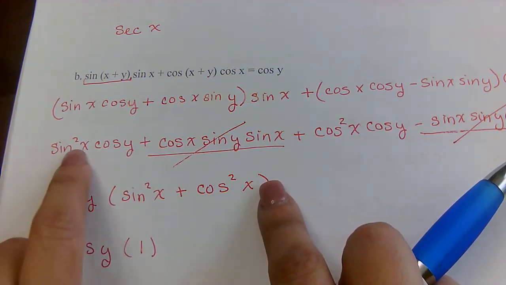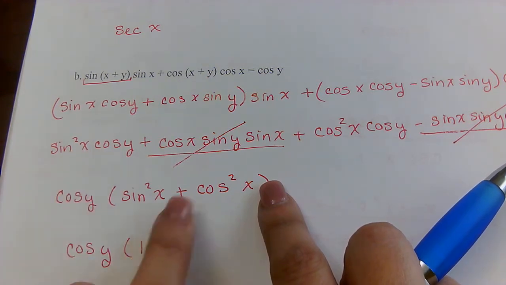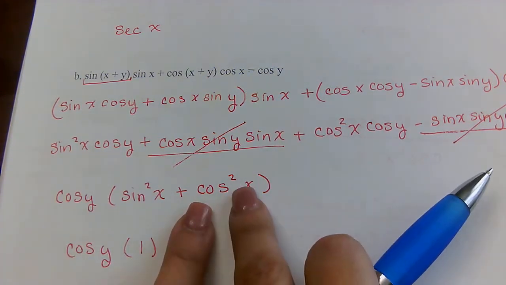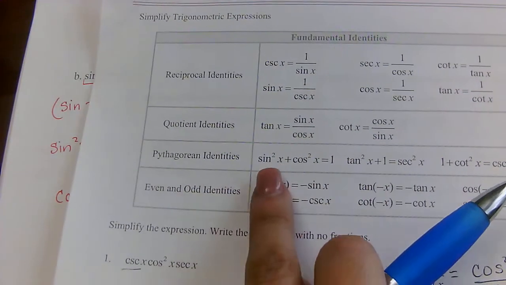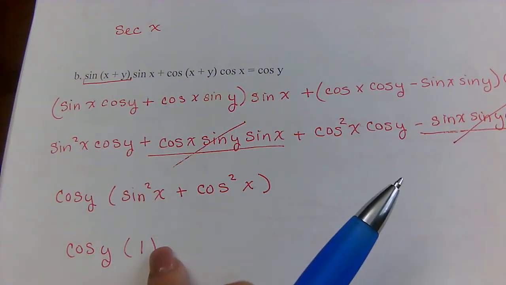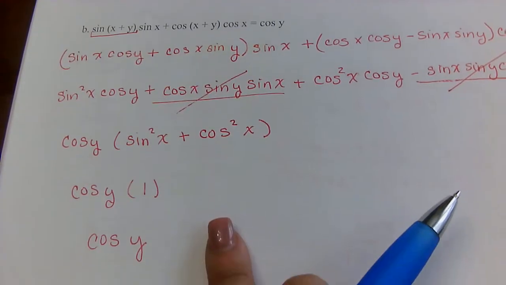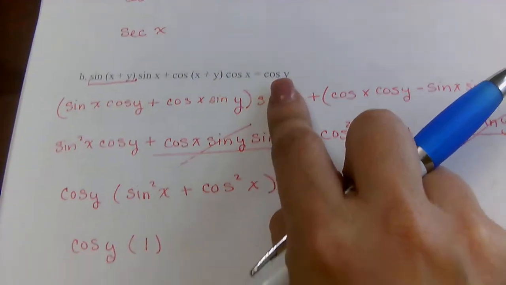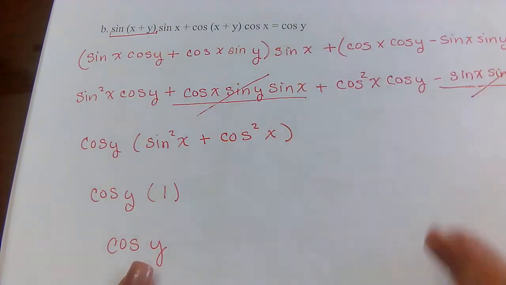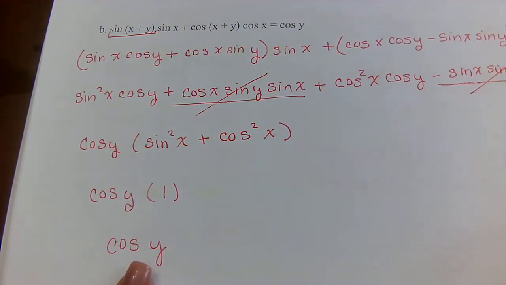Inside my parentheses would be my sine squared x plus my cosine squared x. What is sine squared plus cosine squared equal to? Using the Pythagorean identities, it's equal to 1. So all of this is equal to 1 times your cosine y. So your answer on this side is just cosine y, and it matches what we have over there. So we just proved this identity.